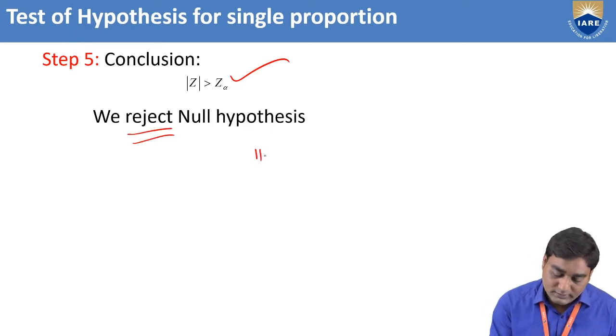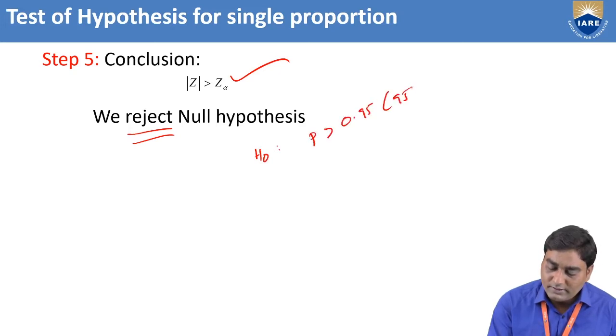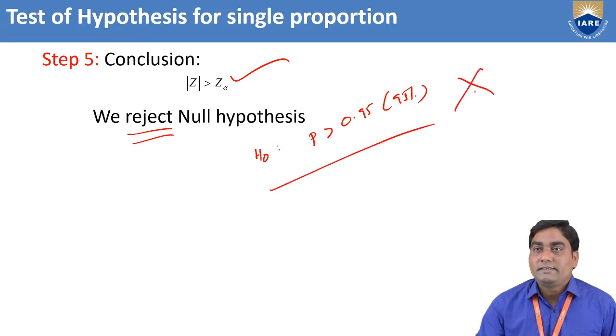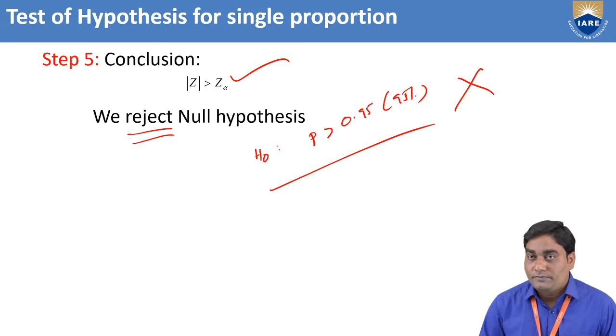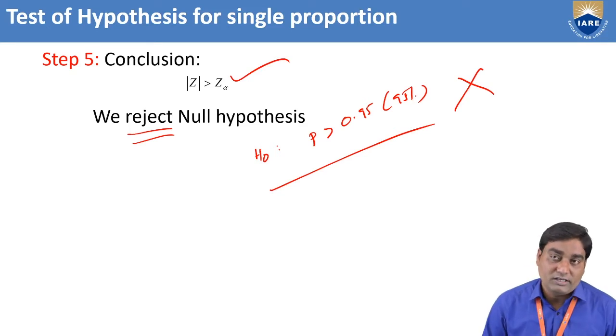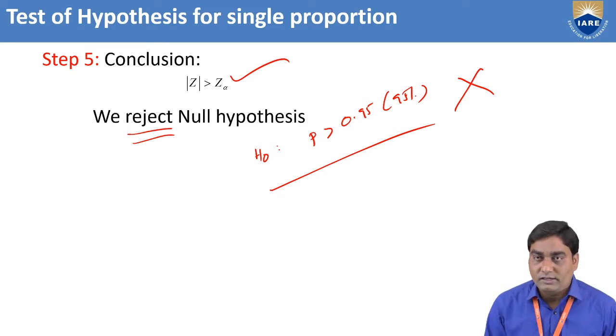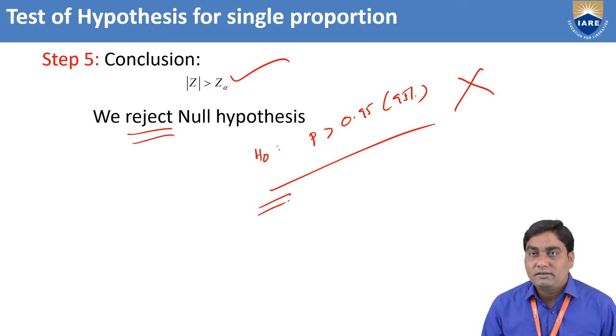What is the null hypothesis? H naught: P greater than 0.95 or 95%. That means we are rejecting this one. Rejecting this means whatever statement he passed is the wrong statement. He is claiming that at least 95% of the equipment which he is supplying conforms to the specification. That statement is wrong. So this is the procedure to test hypothesis for single proportion problems.